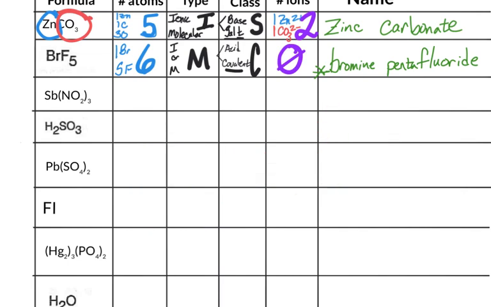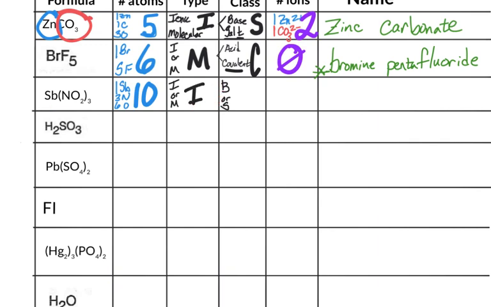Alrighty, so we have Sb(NO2)3. Sb, we've got 1 atom. How many nitrogens do we have? Well, we have 3 times 1, so there's 3. That means we have 4 so far, plus 2 times 3 for the oxygen, which is 6, so a total of 10 atoms. What type of compound do we have? We start with antimony, which is a metal, and so we have an ionic compound. The choices of those are base or salt.